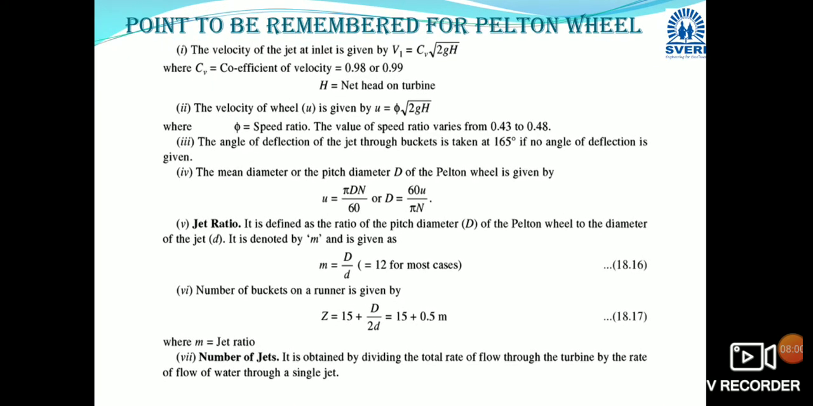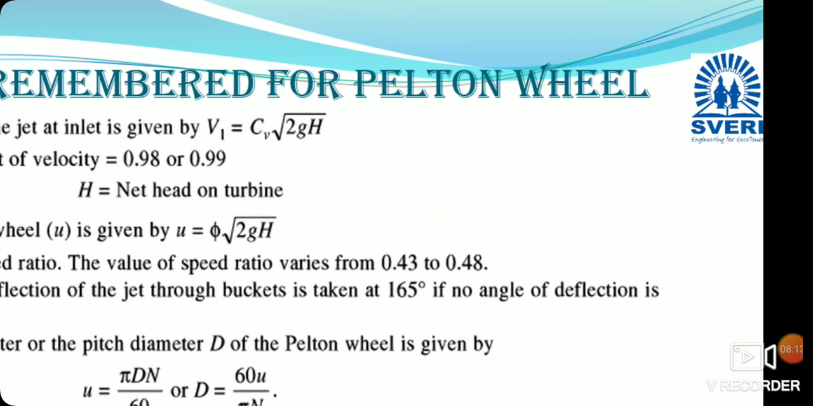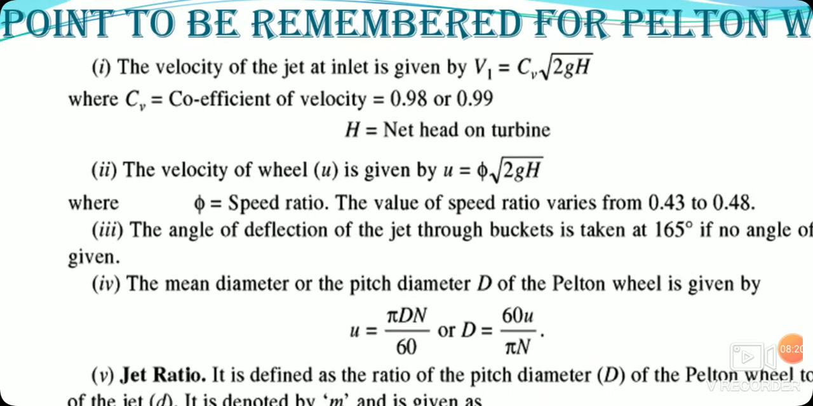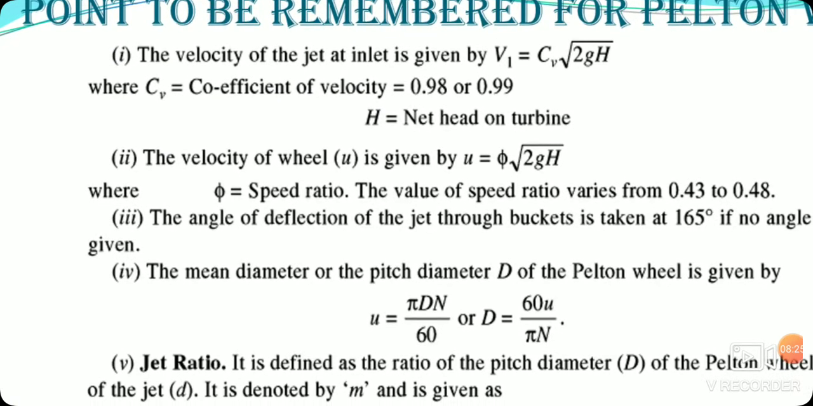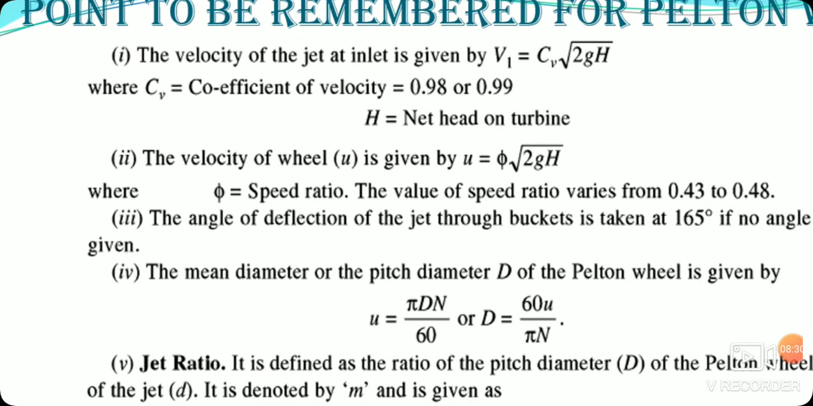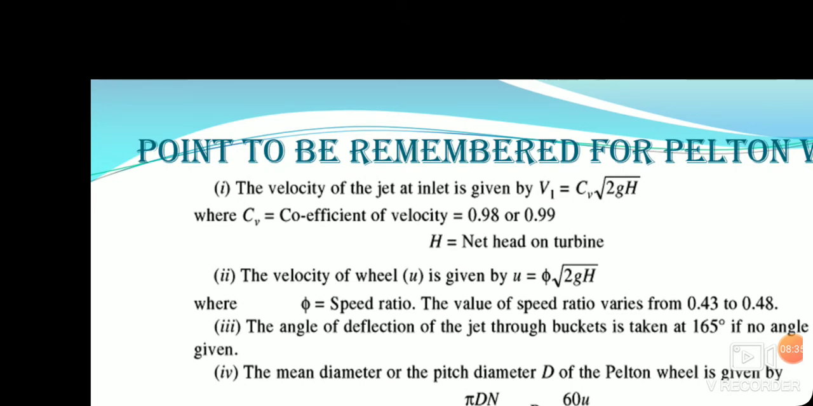The velocity of the jet is given by V1 is equal to square root of 2gH, where V1 is the absolute velocity of the jet at inlet, and H is the head available at inlet for the turbine. The coefficient of velocity can be considered as 0.98 or 0.99. Then the velocity of the wheel, that is the tangential velocity U, is given by another formula, phi into square root of 2gH, where phi is the speed ratio. Already we defined that speed ratio, and its value varies from 0.43 to 0.48.